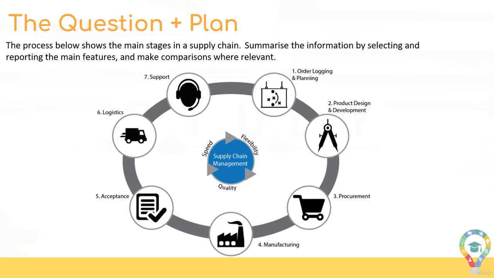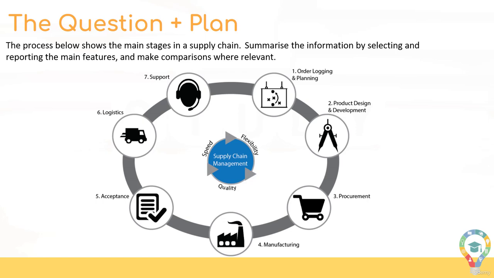So taking a look at the information in the center of our process diagram, it reads supply chain management, and around the side there's flexibility, quality and speed. So this is all about the process of a supply chain, creating some kind of product, and it seems to be dealing with customers as well. Let's take a look at the first stage.